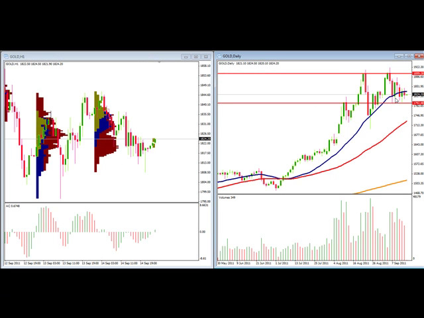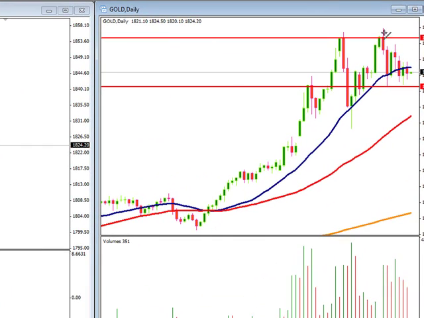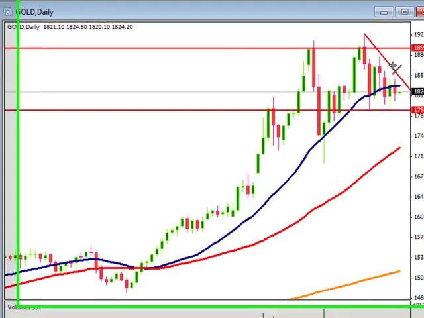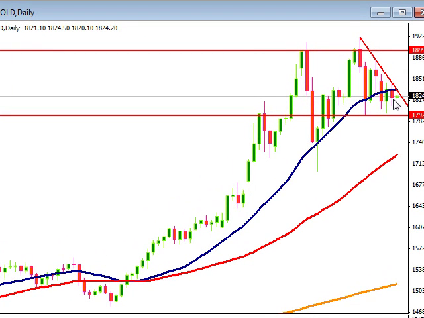We continue to watch our gold daily chart move sideways. One thing to note is that we do see some lower highs here. If you really wanted to, you could come over here and draw our little downtrend line. And so we have sort of a descending wedge here.